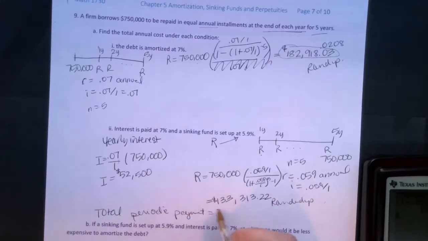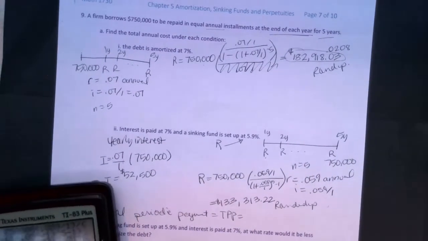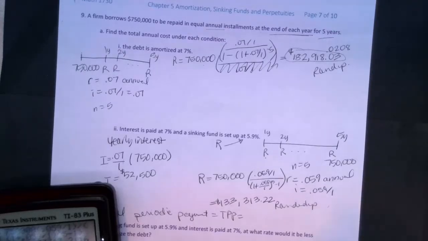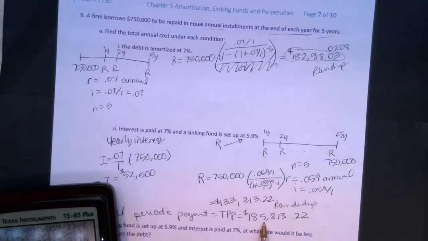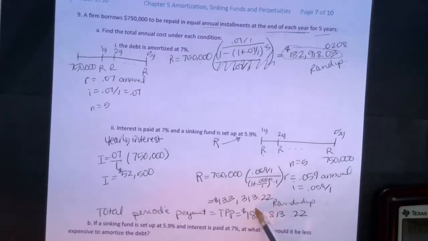And again, your book calls that TPP. If you see that in abbreviation, it's not abbreviated that way everywhere, it just depends on who you're talking to. So we get 185,813 and 22 cents, which is real close to what we were before, but it is higher, 3,000 per year higher. So not exactly going to be in your best interest. Okay, this would be your total periodic payment.